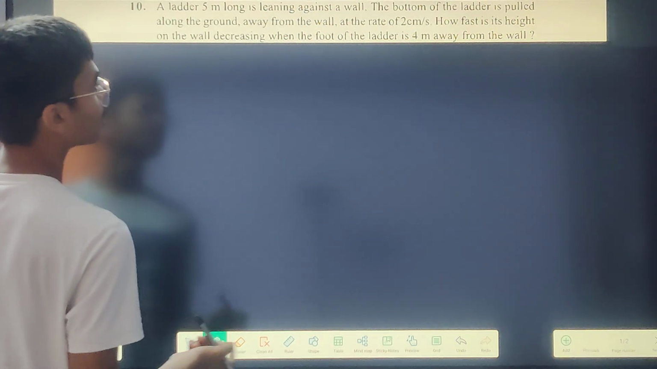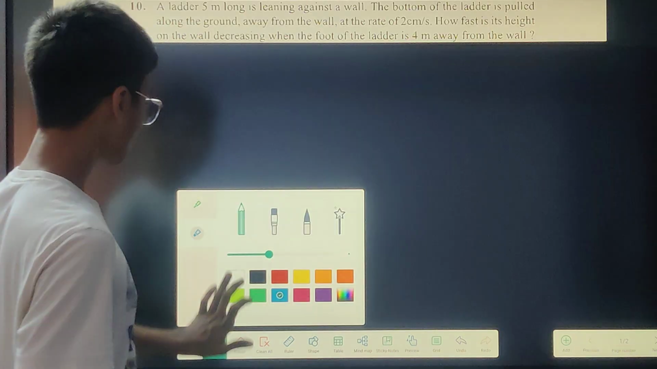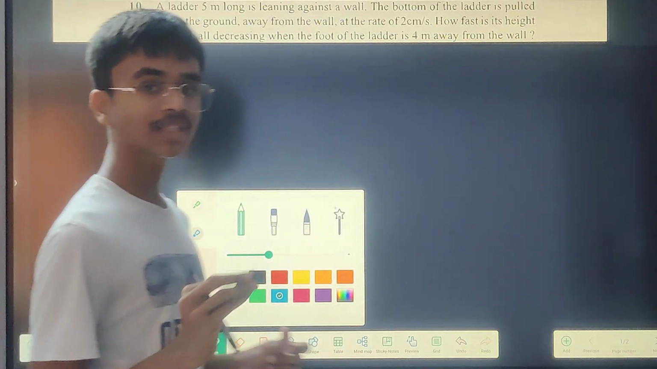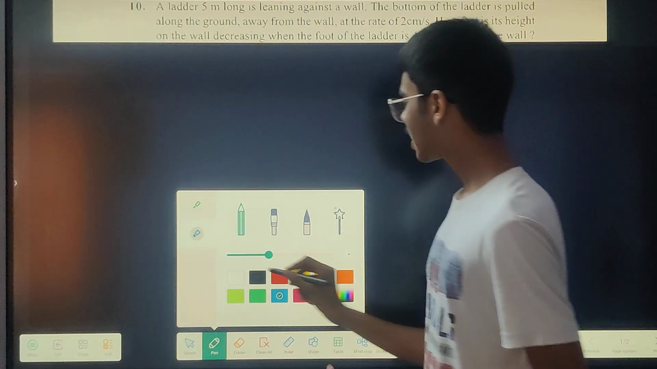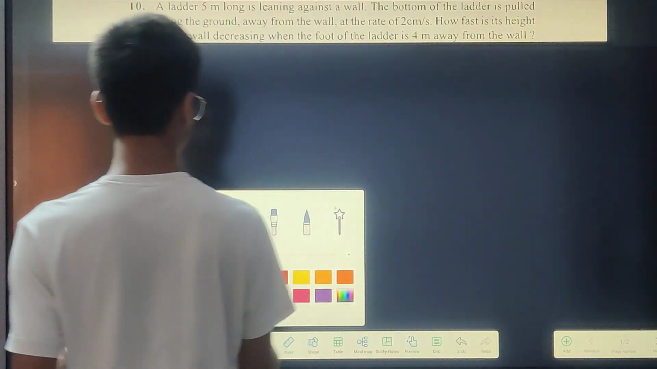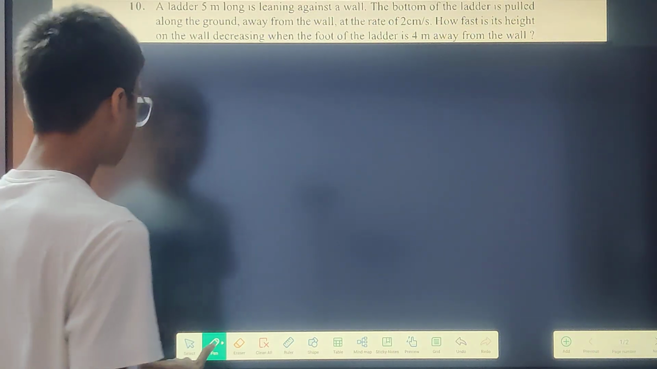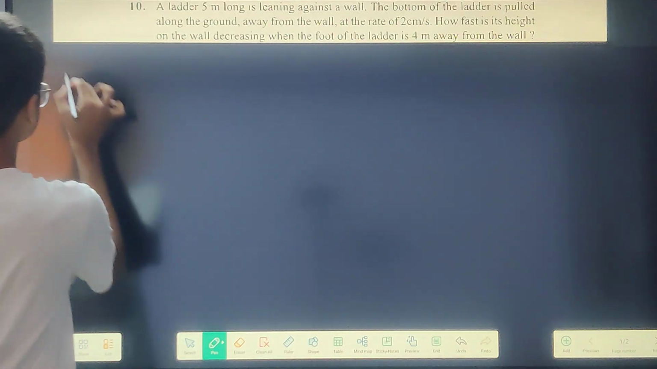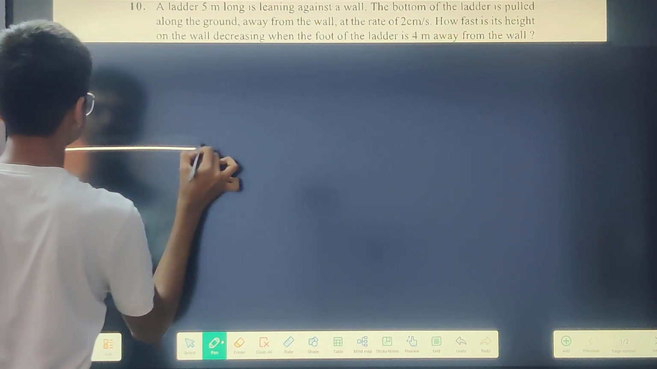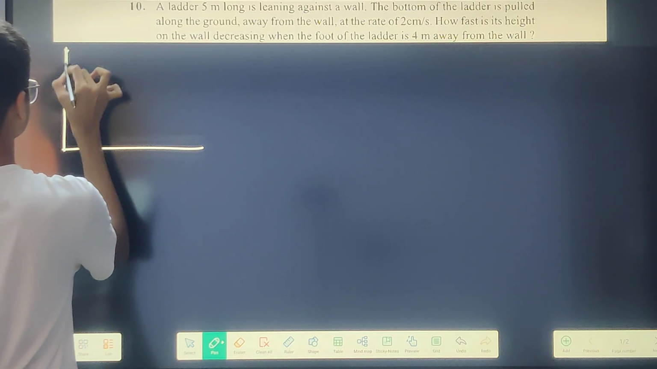So here you have a question where this is the same sort of model, not the same question. We also have it in JEE. One time they asked that question also. See, a ladder is there, and it's leaning on the wall. This is the wall.